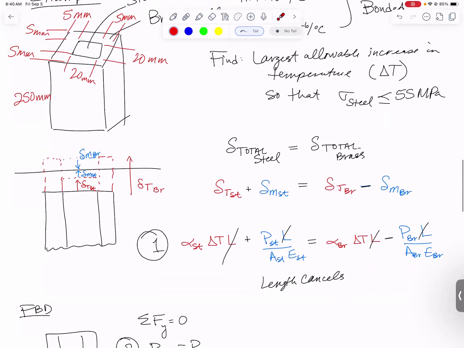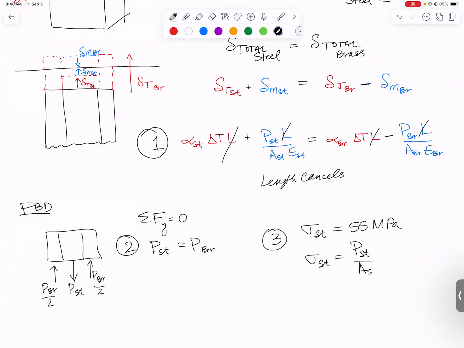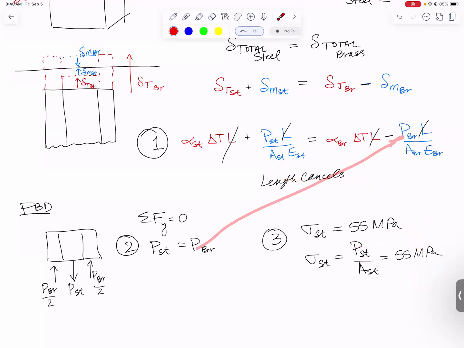What was I told? I want to keep the steel stress to 55 megapascals. Well, let's write that down as an equation. Equation number 3, we want the stress in the steel, we'll just set it equal to 55 megapascals and know that that would be our maximum temperature. How do you calculate the stress in the steel? Well, that's going to be force in the steel divided by the area of the steel, and that has to be my 55 megapascals. So there's equation number 3 that I should be able to use combined with this, combined with that, to solve for all of it.